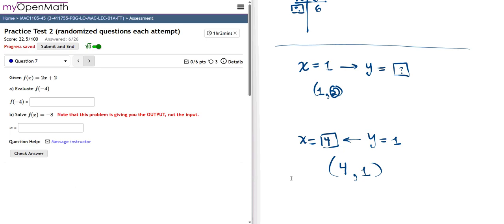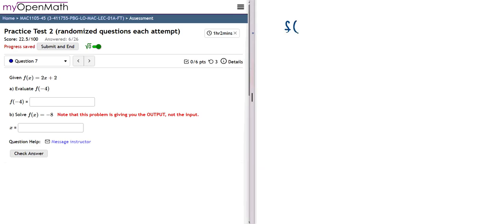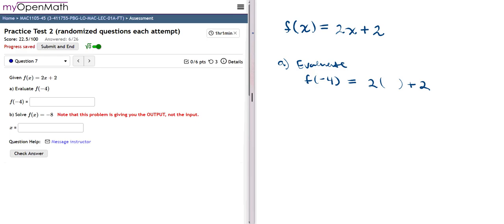All right, and still another question that is similar is instead of being given a table of ordered pairs, or instead of being given a graph, we are given the equation of a function. f of x equals 2x plus 2. And in part A, we're asked to evaluate the f of -4. So all you do is take your function equation, and where you would normally have x, replace it with the value -4. And that's going to, when you simplify that, reveal your y value.